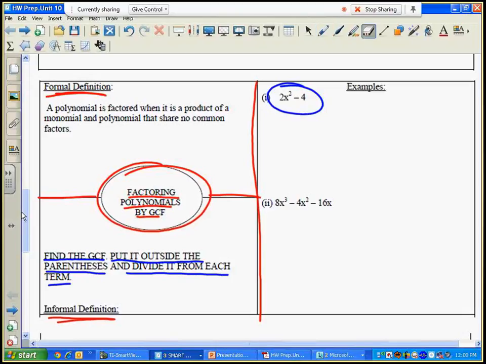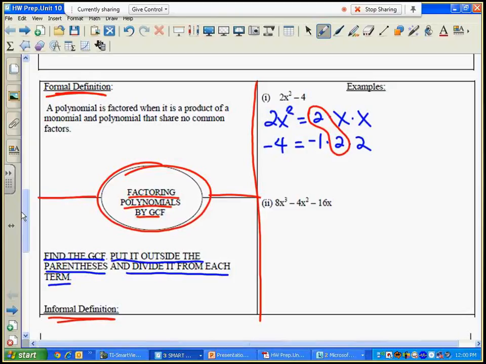Here I've got two terms, 2x squared and a minus 4. So I'm going to go ahead and do my prime factorization like we did earlier. And I'm going to see what these two guys share. Well, 2x squared is just 2 times x times x. Negative 4 is, well, there's the negative 1. And then 4 just breaks down to 2 times 2. The only factor that each one of these share is the 2. So there's your GCF.